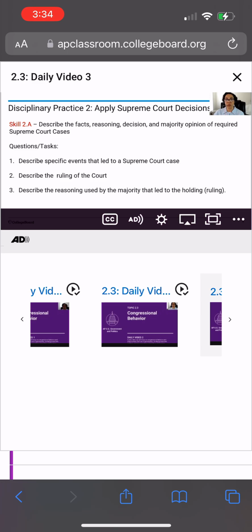Describe specific events that led to a Supreme Court case. Describe the ruling of the court. Describe the reasoning used by the majority that led to the holding or ruling in that particular case.